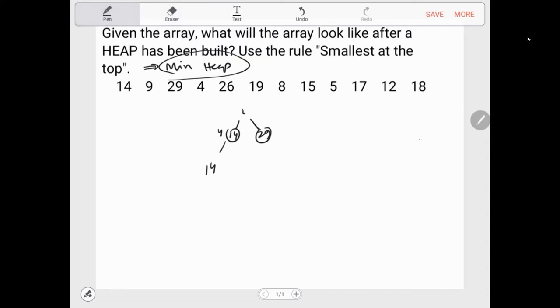4 goes here. 9 drops down here. Then we have 26. 26 is greater than 9, so it stays here. Then we have 19. 19 is smaller than 29, so we swap. 19 comes here. 29 goes down there.